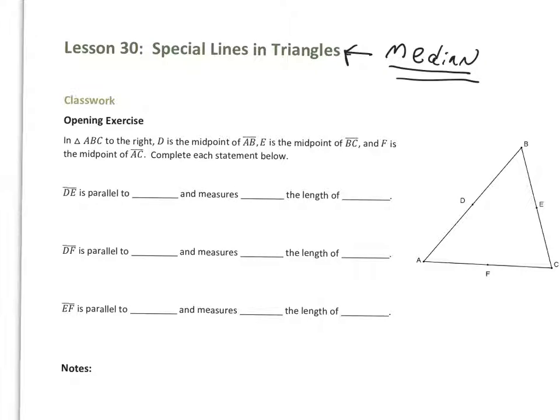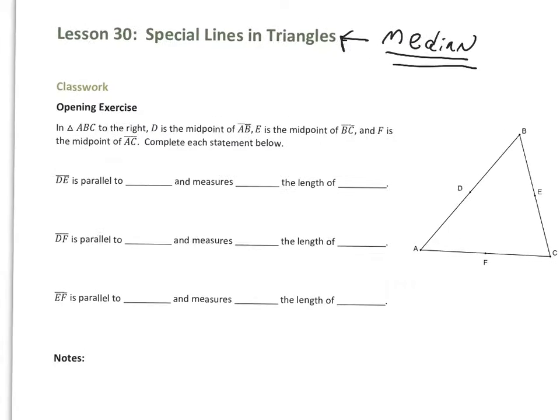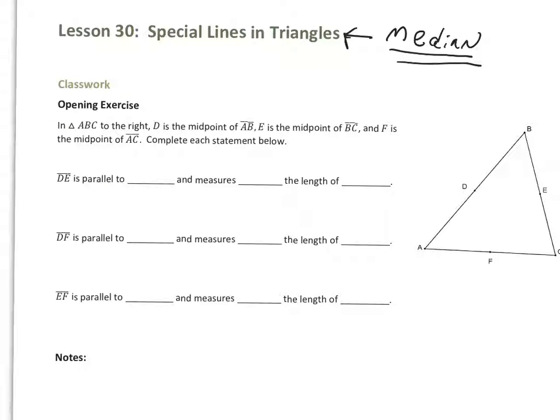Okay, so to start with, what they have is some review from last lesson, which was on mid segments. So let's start with the first one. It says side DE is parallel to blank and measures blank the length of blank. So DE is this mid segment, and it is parallel to AC right here. So it is parallel to side AC. Also measures half the length of side AC.